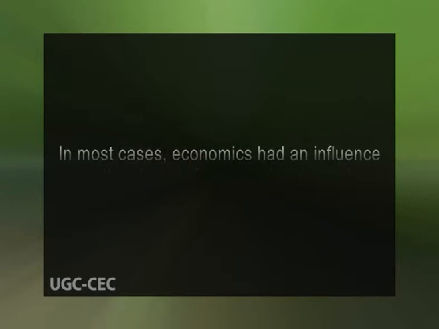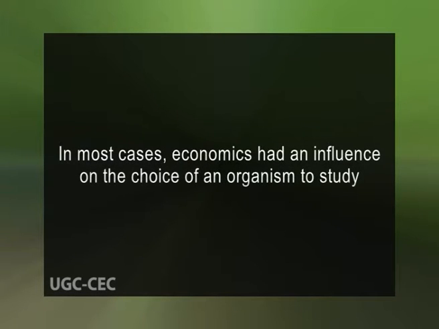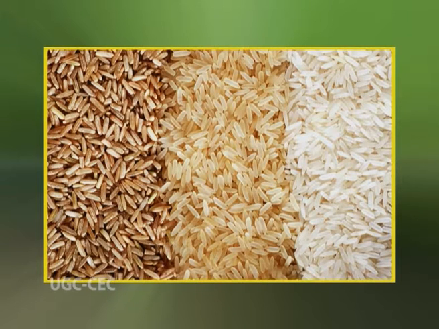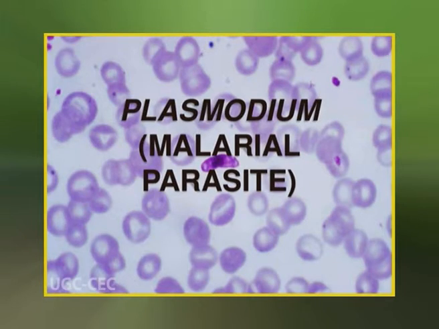In most cases, economics had an influence on the choice of an organism to study, such as agriculturally important species, for example rice, or those related to human health, for example the malarial parasite Plasmodium. All these species are receiving extraordinary attention from the research community and fall under the broad definition of model organism.